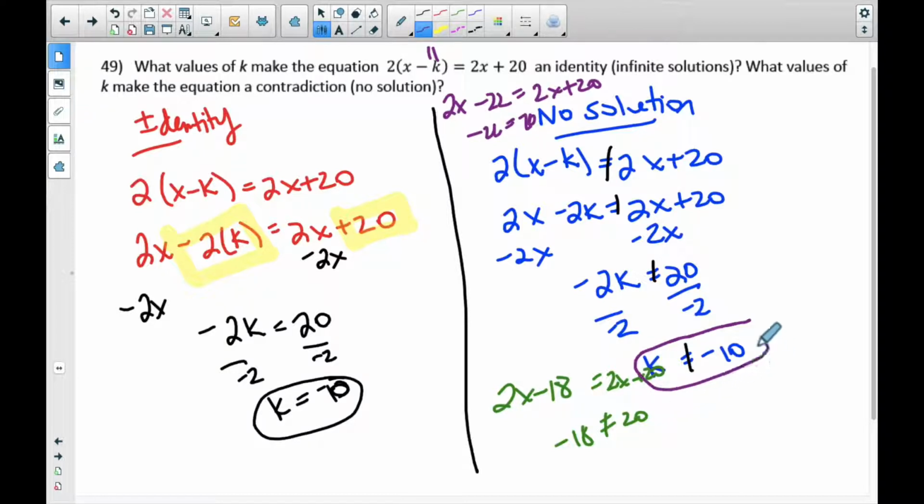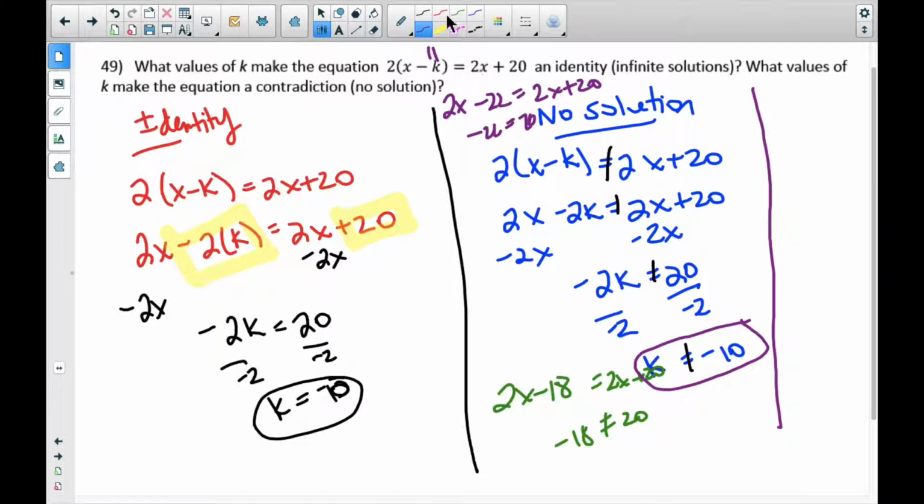My answer is anytime that k is not -10, it is a no solution problem. Anytime k is -10, it is an infinite solution problem. I guess one last thing to consider is, is there ever just like a normal answer, like could x be 5 or anything like that? The answer is no, it couldn't.